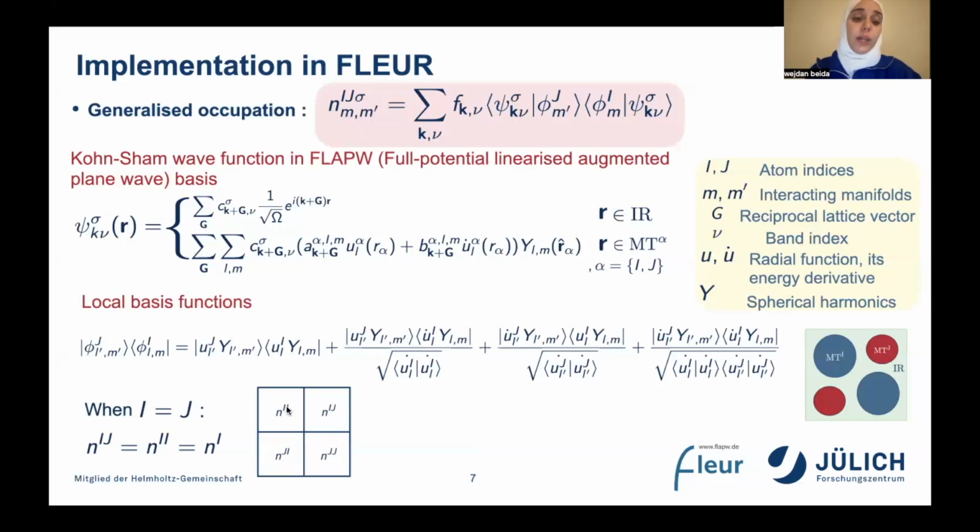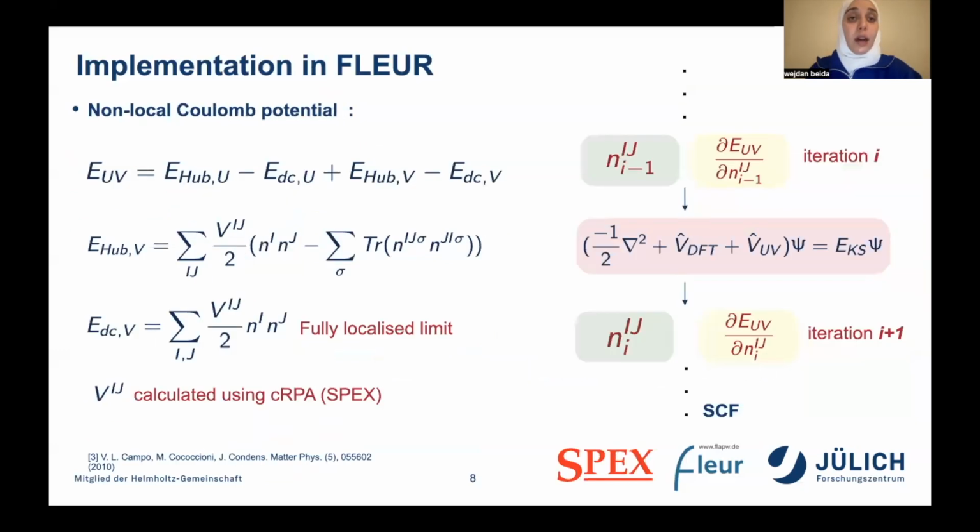On the diagonal, we have the on-site density matrices, and on the off-diagonal, we have the inter-site density matrices. Now, the second step is to implement the potential term, which is responsible for the inter-site interaction.